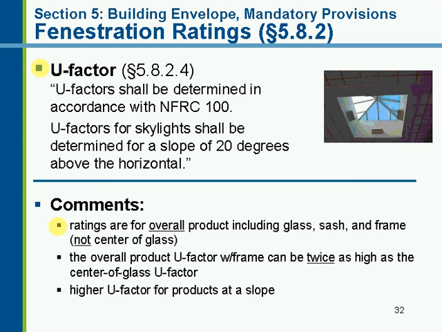Just as an example, if you have a metal frame that does not have a thermal break or is not thermally improved, the U factor for the overall product can actually be twice as high as the center of glass. So it makes a big difference in terms of the framing. And also, given heat flow dynamics, the products at a slope have higher heat loss. So you'll see that the skylight U factors tend to be slightly higher than the vertical U factors for that reason, even if it has the same assembly.